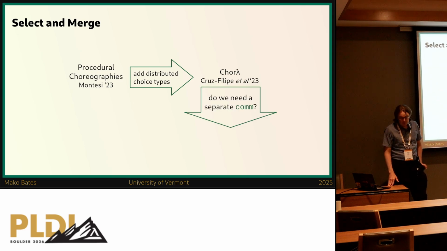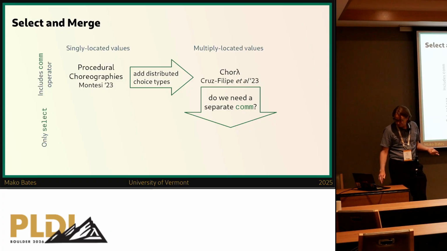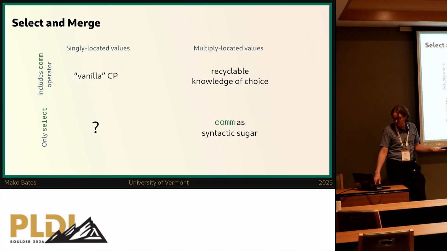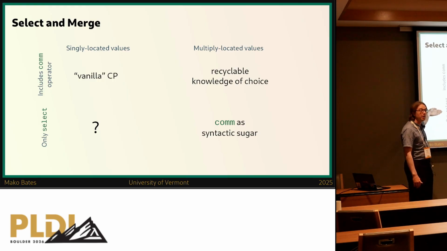It's been my observation that once you have those, if you have select and you have something that acts like multiply located values, I don't think you need a communication operator. I think you can do that as syntactic sugar based on select. So this kind of sketches out a Punnett square. These are all select and merge languages, but some of them are limited to singly located values, and some of them have multiply located values. Some of them, although to be clear, I don't believe anyone has actually implemented this bottom row. This is a thing that I believe exists, but take my word for it.